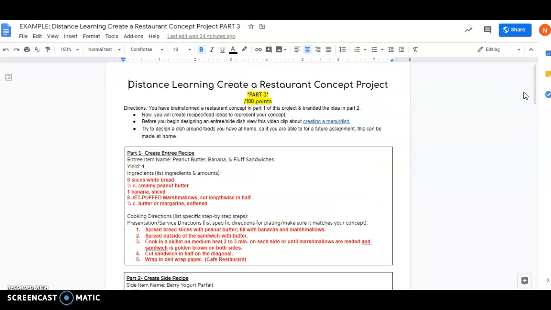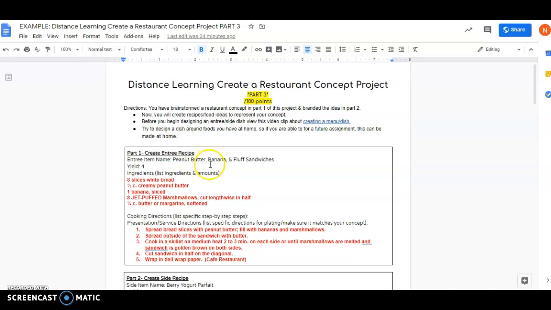So what you're going to do is create a recipe. Now, your recipe you can make up off the top of your head, or you can simply look up a recipe online and copy and paste it. Obviously, change the formatting so it all fits nicely into this document. And your yield, you need to make this for 4 people.